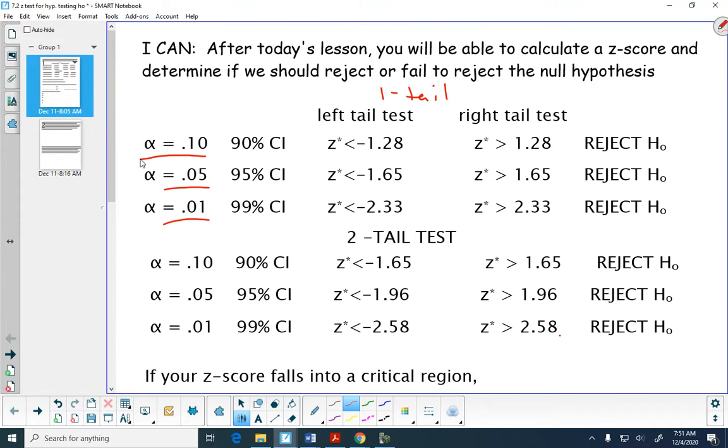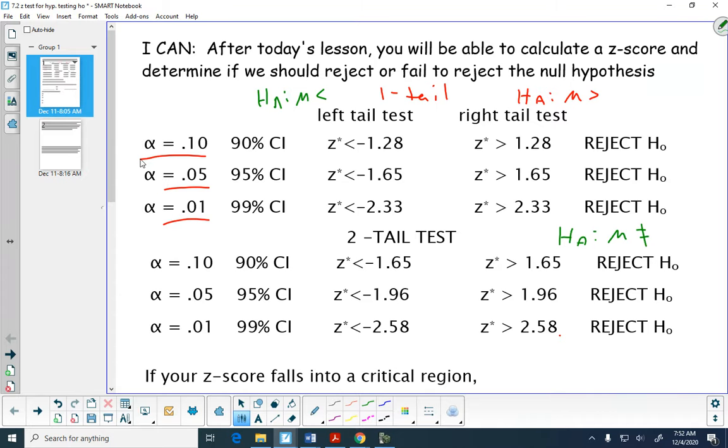And once again, for the one-tailed test, we look at the alternate hypothesis. When the alternate hypothesis is mu is greater than, we're going to use a right tail test. When we look at a left tail test, the alternate hypothesis is mu is less than. And when we have a two-tailed test, our alternate hypothesis will be mu not equal to. So that's how we determine if we have a one-tailed test or a two-tailed test.